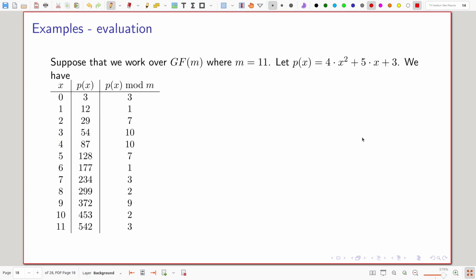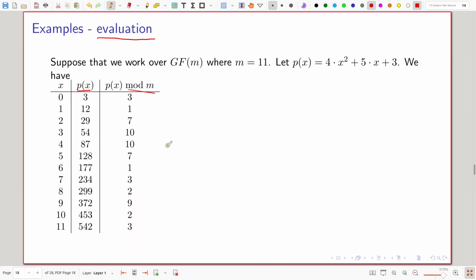Alright. So if you have a polynomial, what can you do? The first thing you can do is evaluate. Okay, so if you work in GF(11), if your polynomial is this, we can evaluate it at a point. This is what we just did. Okay, this is the actual value. This is the value modulo 11. Okay, this is what you do.